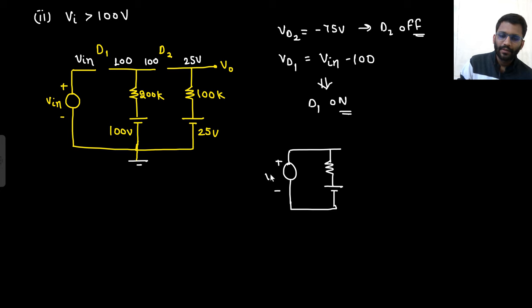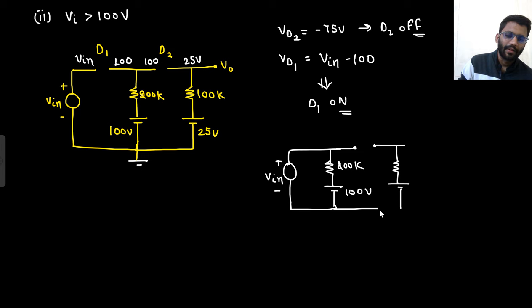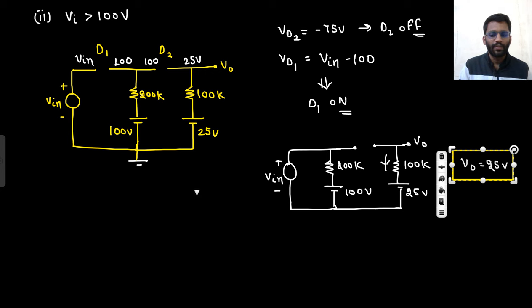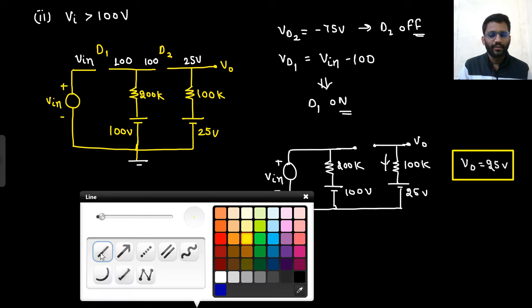This is your Vin. D1 is on and D2 is off. This is 200k. This is 100 volt. This is 100k and this is 25 volt. 100k and this is V0. Is there any current in this branch? Since this is open circuit, there is no current in this branch. Again, V0 is 25 volt. So in this circuit, irrespective of the working condition of D1 and D2, V0 is always equal to 25 volt.